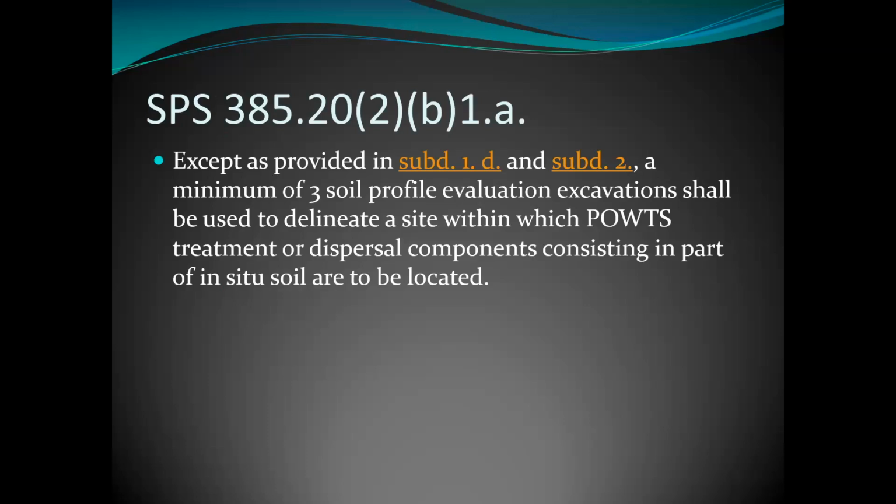But 385 requires that at least three profile evaluation excavations shall be used to delineate a site. So you have to have at least three. The issue we run into is that if we have three, that makes a triangle, and we're putting a square system in a triangle. So we need to make sure the majority of the system is in that triangle. We don't want to put them so close and have, you know, 50 feet sticking out past our tested area. We want it to be in that tested area.